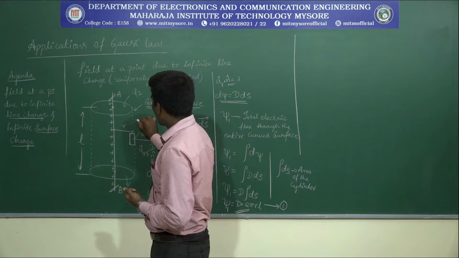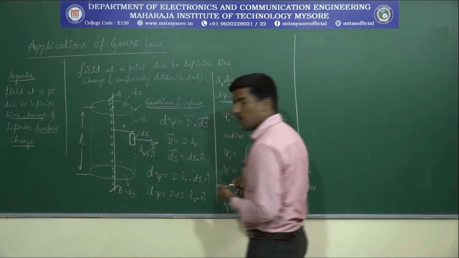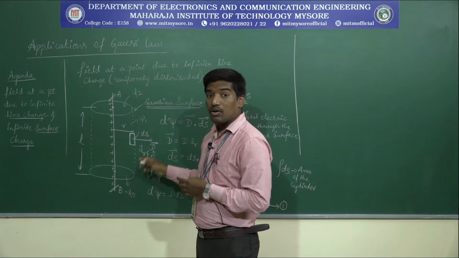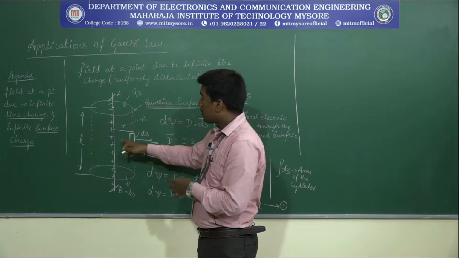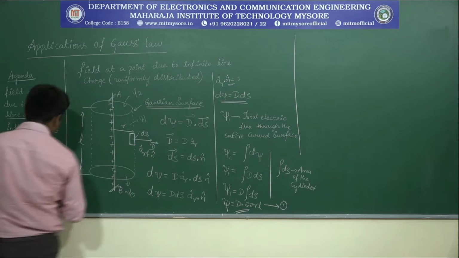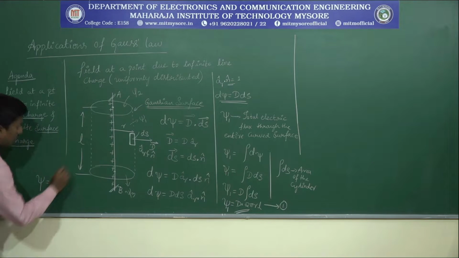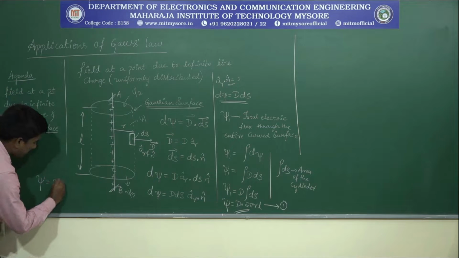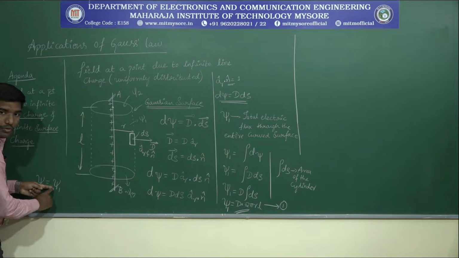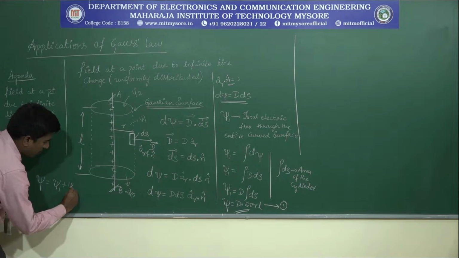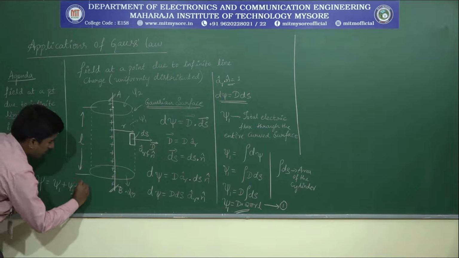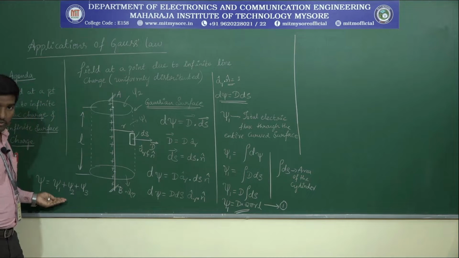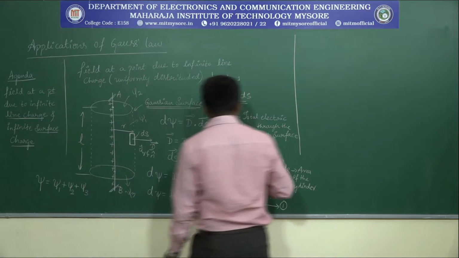The electric flux produced by the curved surface is assumed as psi 1. We have already calculated psi 1. We need to calculate psi 2 and psi 3 in order to obtain the total electric flux psi. The total electric flux from this geometrical arrangement is psi, which is psi 1, the flux due to the curved surface area, plus psi 2, the flux due to the top flat surface, plus psi 3, the flux due to the bottom flat surface. We need to calculate this. Now psi 1 is calculated in this fashion.